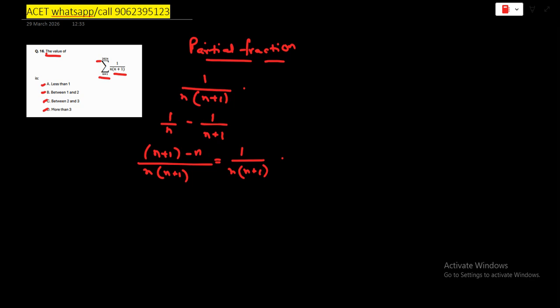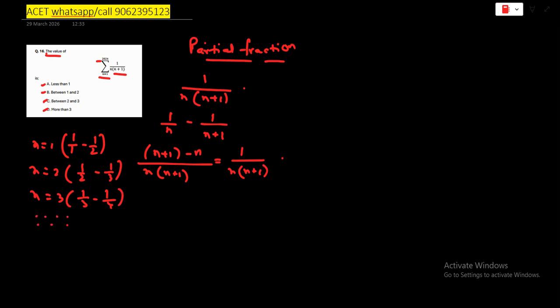So now let's expand our sum from 1 to 2024, right? Let's write it out like a story. For n equal to 1, it's 1 by 1 minus 1 by 2. For n equal to 2, it is 1 by 2 minus 1 by 3. For n equal to 3, it's 1 by 3 minus 1 by 4. And this goes up to n equal to 2024, that is 1 by 2024 minus 1 by 2025.